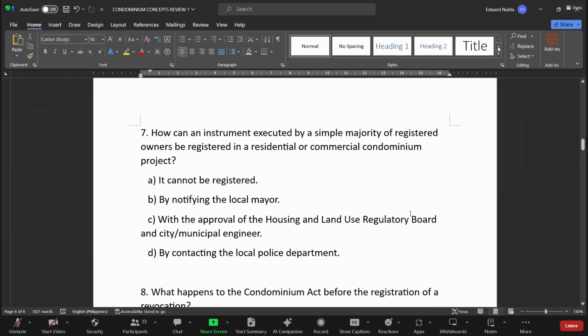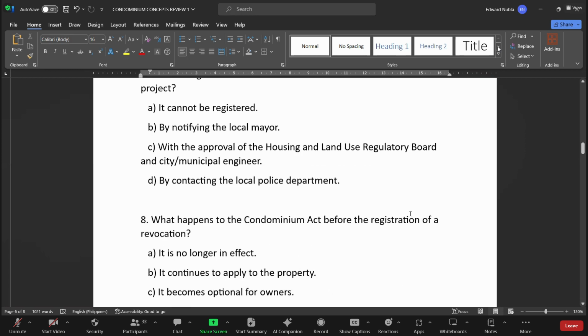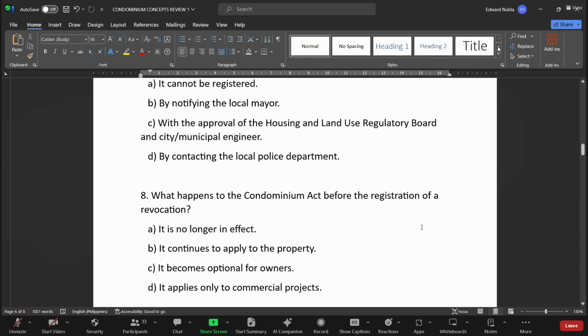Number 8. What happens to the Condominium Act before the registration of a revocation? A, it is no longer in effect. B, it continues to apply to the property. C, it becomes optional for owners. Or D, it applies to commercial projects.